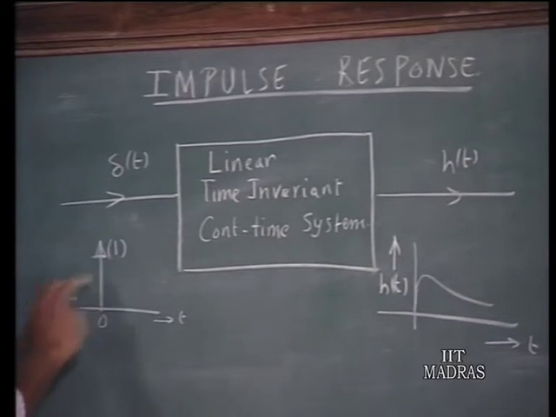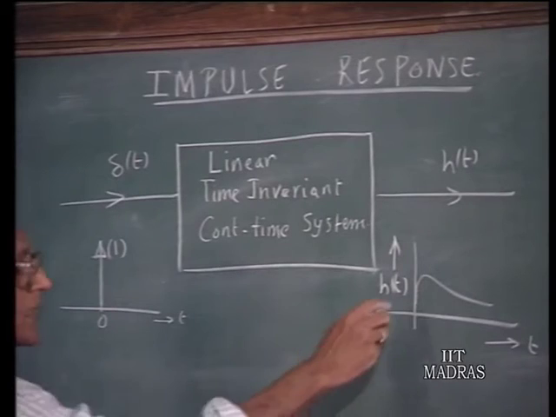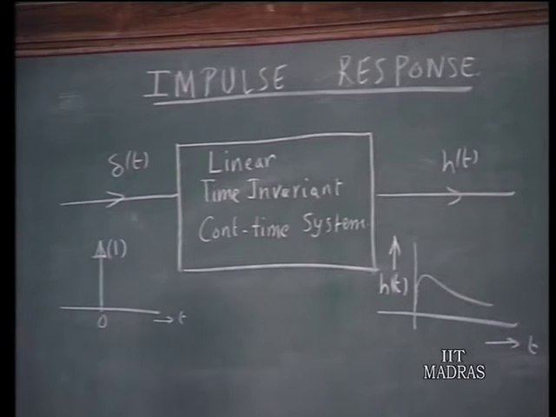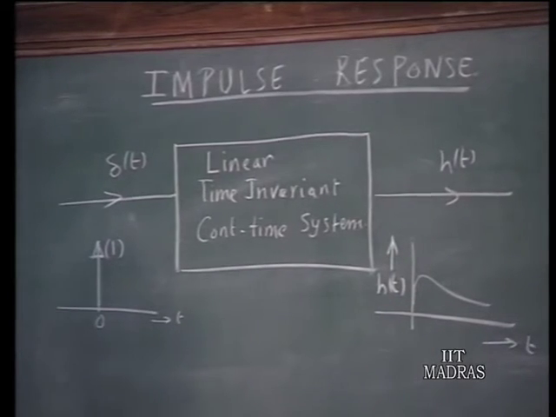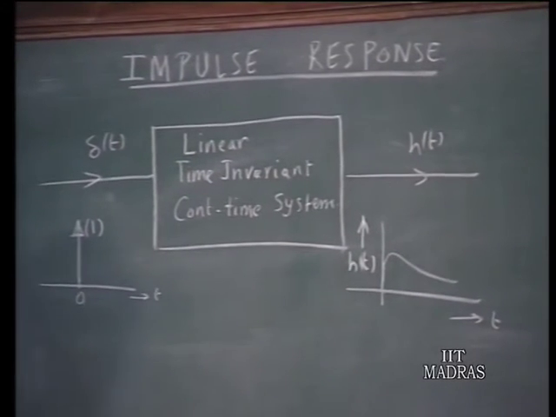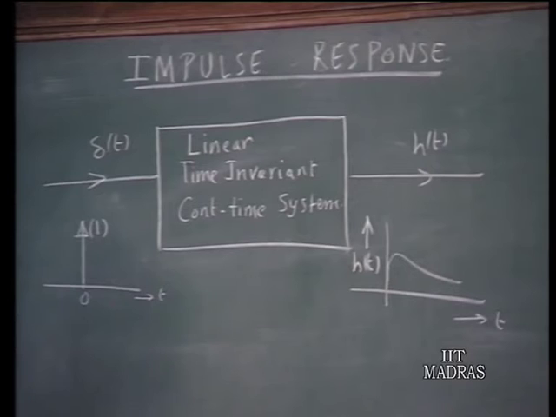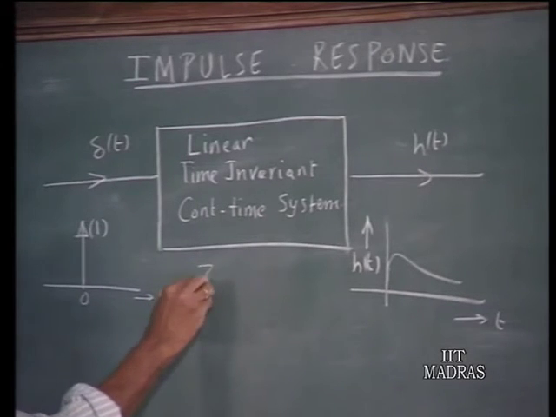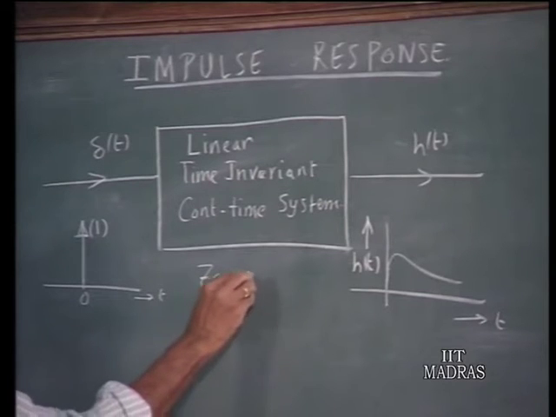Suppose the input is delta t, a unit impulse at the origin, and let the corresponding response be h of t, given like this. We also assume in this discussion that if this is a network, it has no initial conditions on the capacitors and inductors, or in other words, the system has zero initial stored energy.